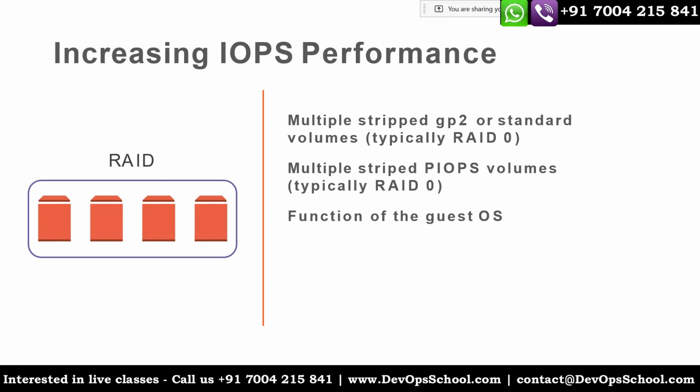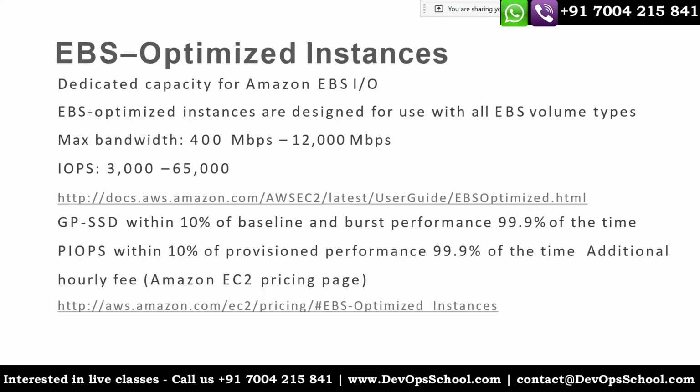These are the advantages you can get. Now there's EBS optimized instance. If you want dedicated capacity for Amazon EBS input, EBS optimized instances are designed for use with all EBS volume types. Max bandwidth, this is the max IOPS range you can get.